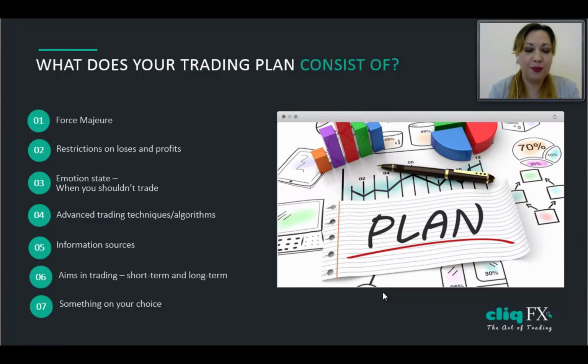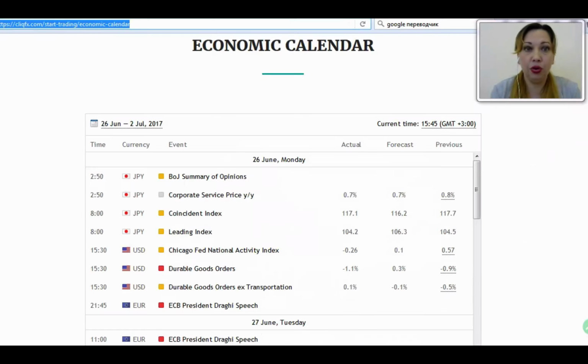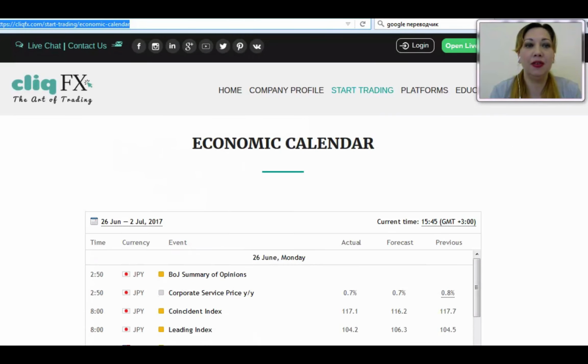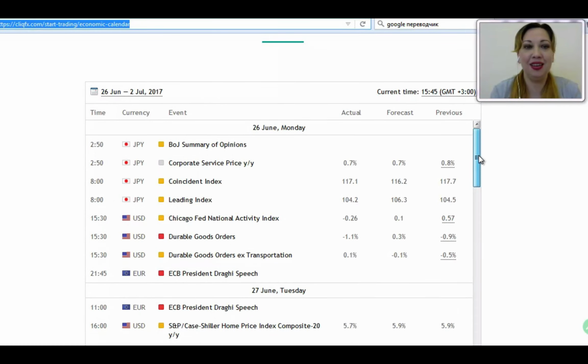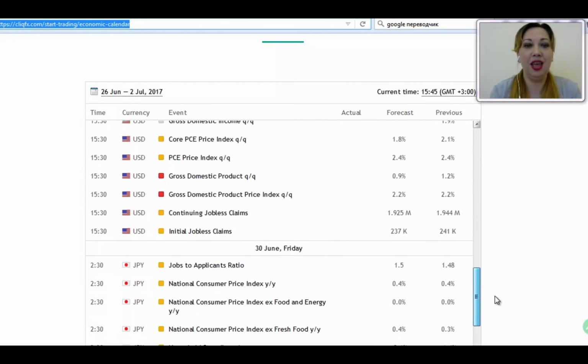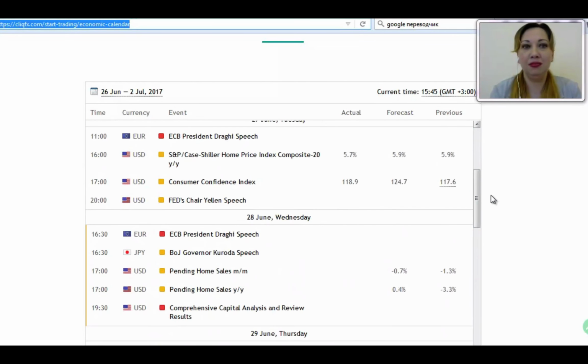Number 5. Sources of useful information. Examples. I watch the list of upcoming news and events in the economic calendar. By the way, for example, the website of our company CLIQ also provides our clients with such a calendar. Let me show you. So this is our website, CLIQ. This is our economic calendar. Everything is clear every day. The timing, you can use it.